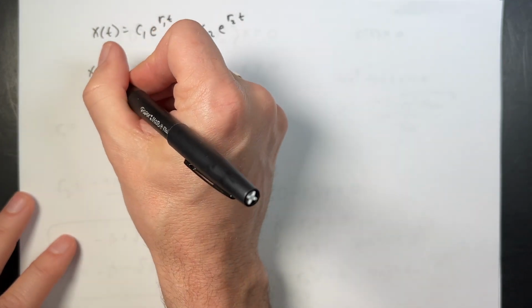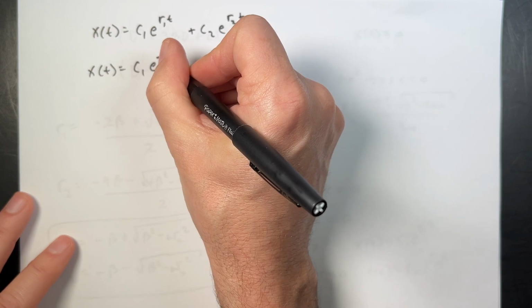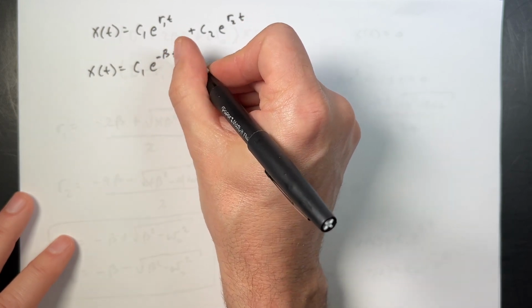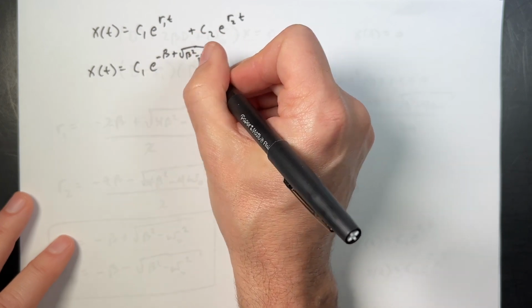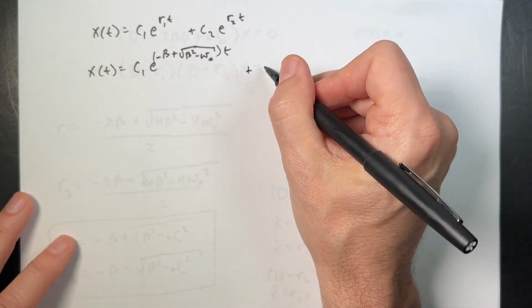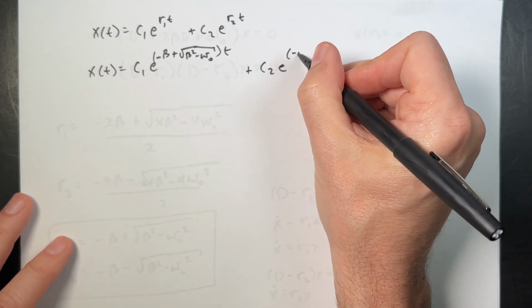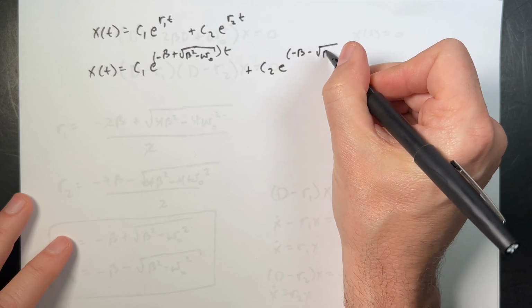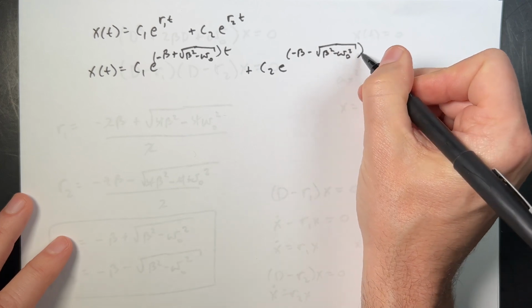So I get x as a function of t is c1 e to the negative beta plus the square root of beta squared minus omega naught squared, all of that times t, because that's r1, plus c2 e to the negative beta minus the square root of beta squared minus omega naught squared, all of that times t.